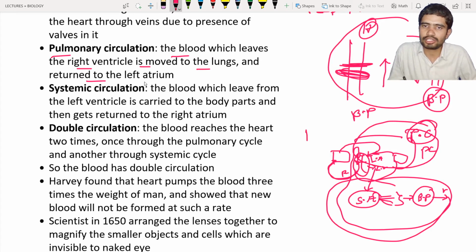Can you see the 2 circulations over here? This is the first circulation and this is the second circulation. Hence we can say human beings have a double circulation. Here the heart is receiving blood twice. One is from the pulmonary circulation, another is from the systemic circulation. So hence we can say that there is a double circulation.